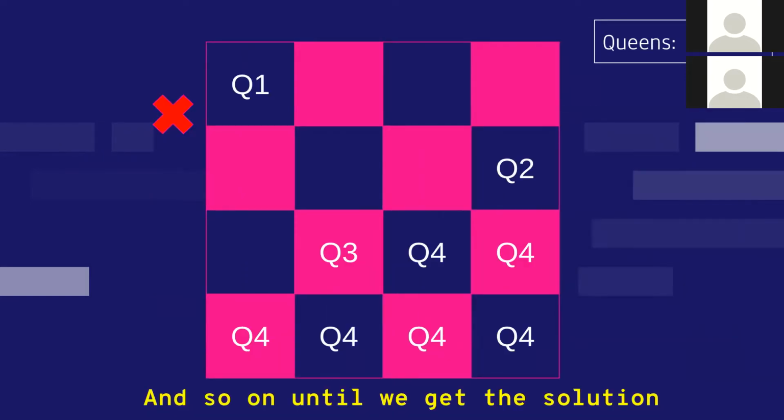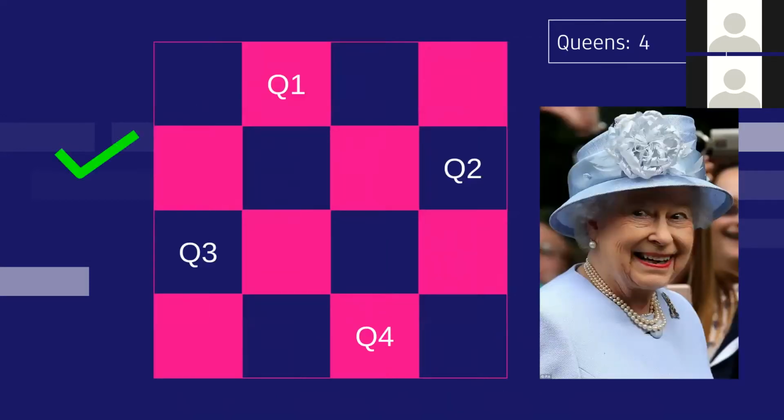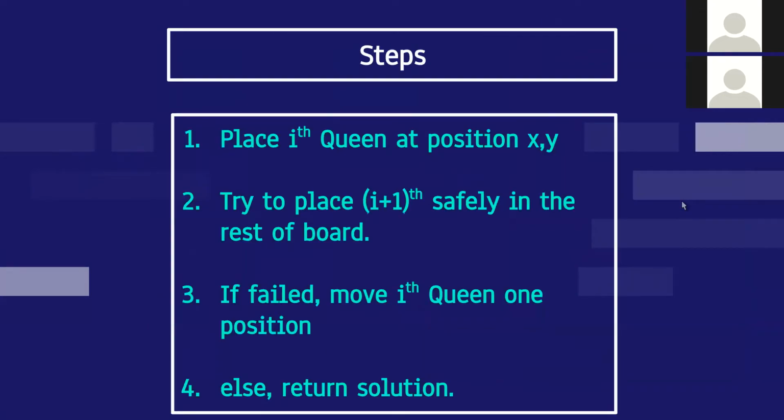And this continues until you get a solution in which no queens are attacking each other. And one of the solutions is this one. And all the queens are happy. So we have 4 queens on a 4x4 chessboard. Okay. So yeah, this is a very happy queen. So these will be the steps.